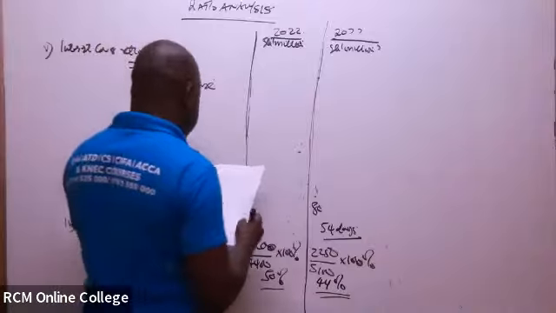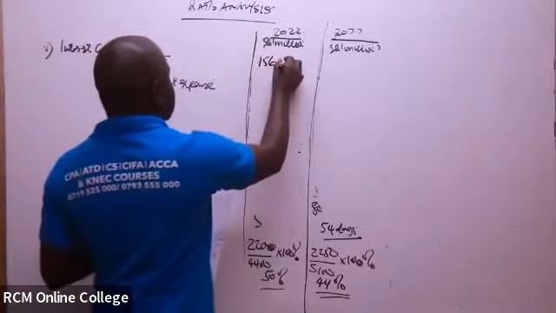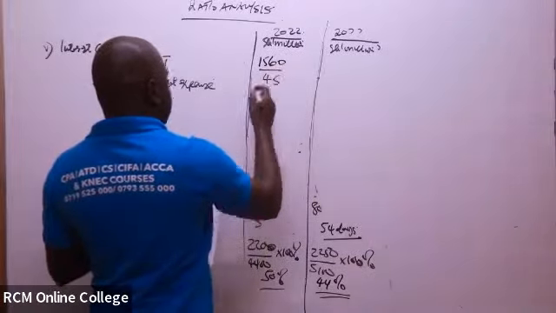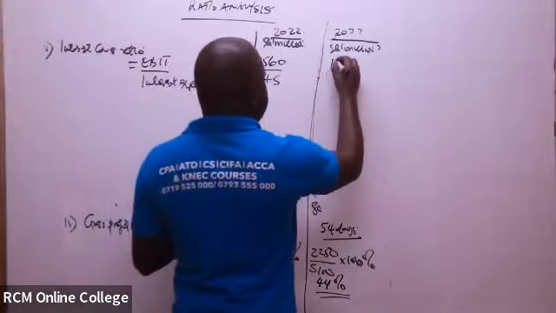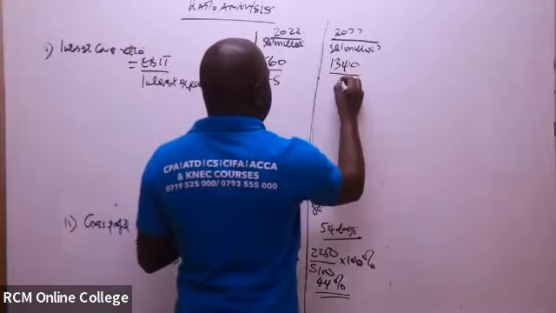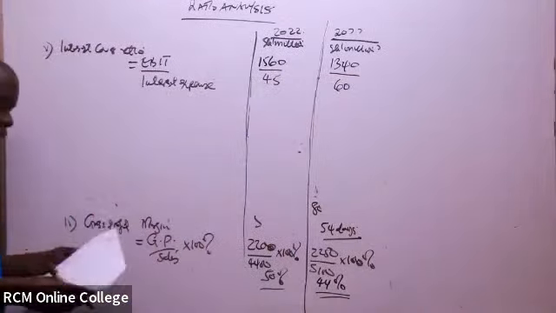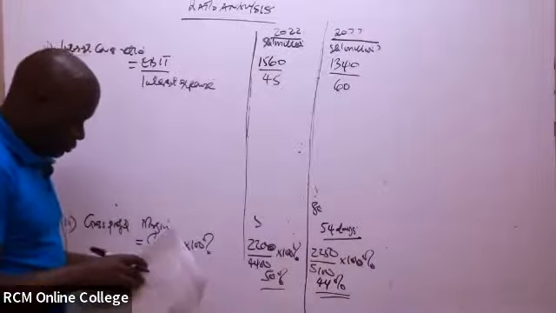So you have in this case 1560 over 45. Then in this case we have 1340 over 60. So you can do the computation so that we know how many times in 2022.